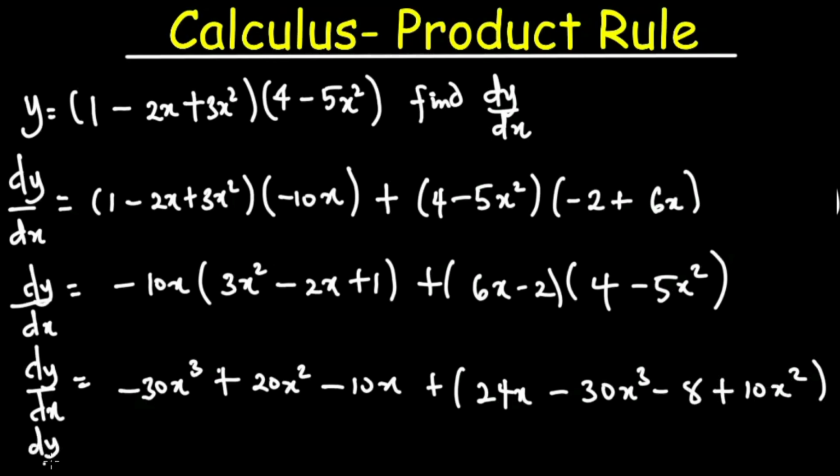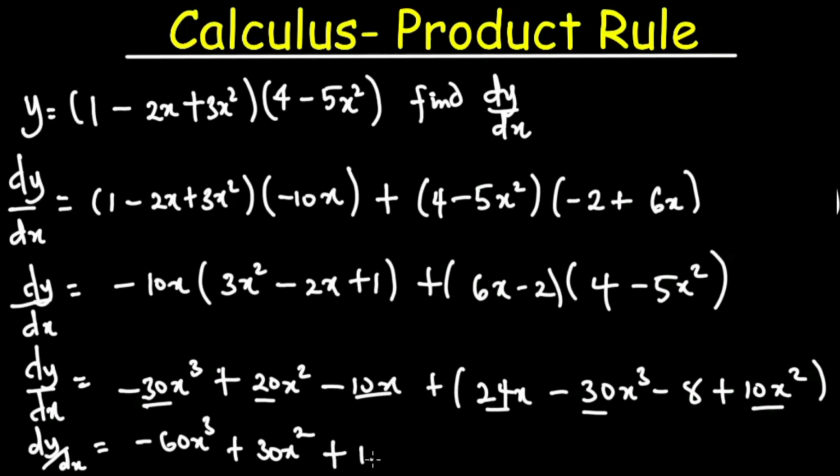So if I collect like terms and simplify, dy/dx will be, I have this and this, that will be minus 60x cubed. I have this and this, that will be plus 30x squared. And I have this and this, that will be plus 14x. What else do I have? 8 minus 8. And this is the correct answer to the question.